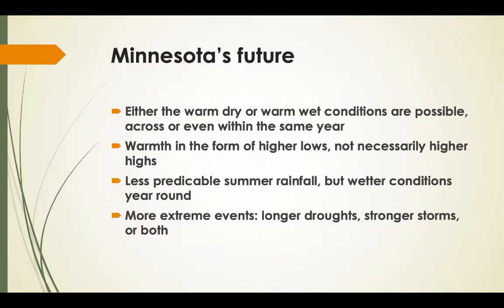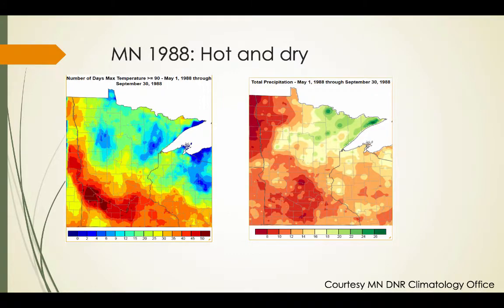So let's turn for a minute to Minnesota's future. We will have either warm, dry or warm, wet conditions, even within the same year or across years. So one thing that could play out is that we'll have really, really wet springs, making it hard to plant crops in time, followed by very dry summers, so the rain is falling not when the crops need it necessarily. Less predictable summer rainfall and more extreme events, longer droughts, stronger storms, or both. These are just a couple of examples from Minnesota's history that could play out in the future.